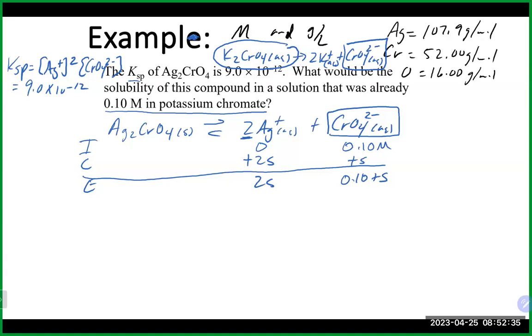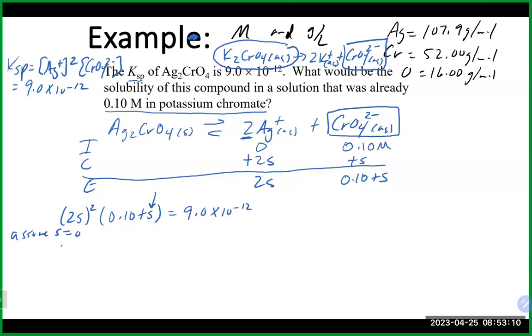Okay, so since we have that, we will then put that into our KSP expression here, which would get us 2S. That's going to be squared, and that's going to be times our 0.1 plus S, which will equal our KSP of 9 times 10 to the minus 12. Once again here, that obviously is a small value of K, so why not assume that S is equal to 0? We're not going to get a ton of it coming apart, probably even less now that we have this common ion there pushing it back the other way.